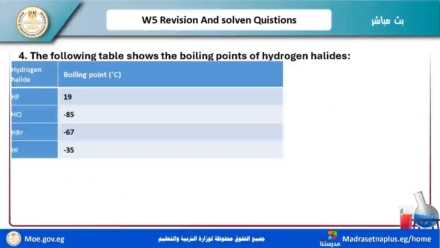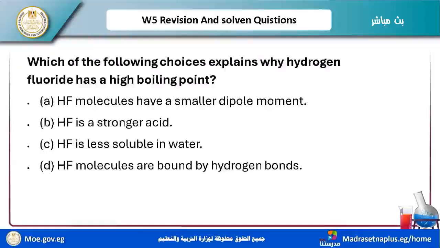Okay, now the following table shows the boiling points of hydrogen halides. We have hydrogen fluoride at 19, HCl at negative 85, hydrogen bromide at negative 67, and hydrogen iodide at negative 35. Now you know the boiling point of each substance in this question. Next, which of the following choices explains why hydrogen fluoride has the high boiling point?